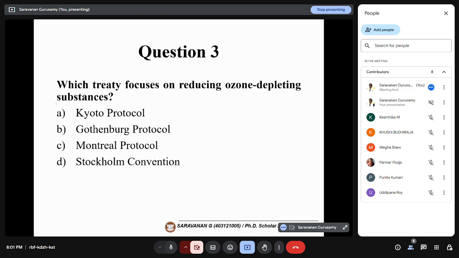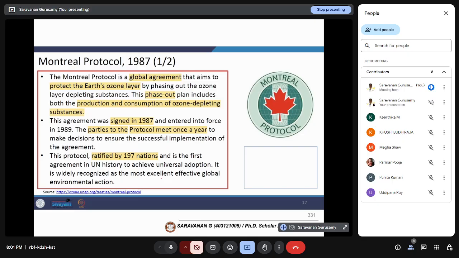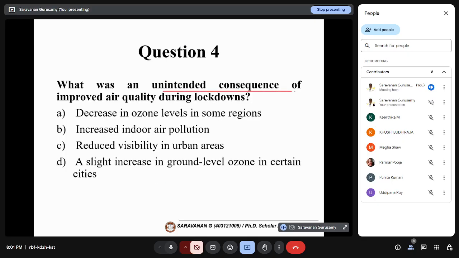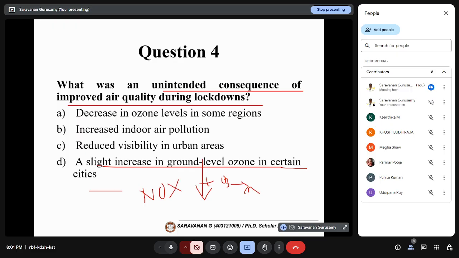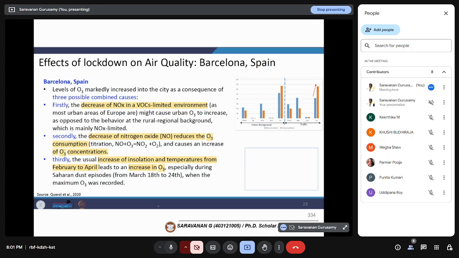Which treaty focuses on reducing ozone layer depleting substances? The Montreal Protocol, which deals with ozone depleting substances, is based on the Vienna Convention. What was an unintended consequence of improved air quality during lockdown? We just discussed that in air quality. During lockdown all pollutants were reduced, but an unintended consequence was a slight increase in ground level ozone. Because the vehicles were shut down, NO is not released. If NO is released, it reacts with ozone and forms NO2 and O2. That is not happening, so the ozone level increased at ground level in some cities.